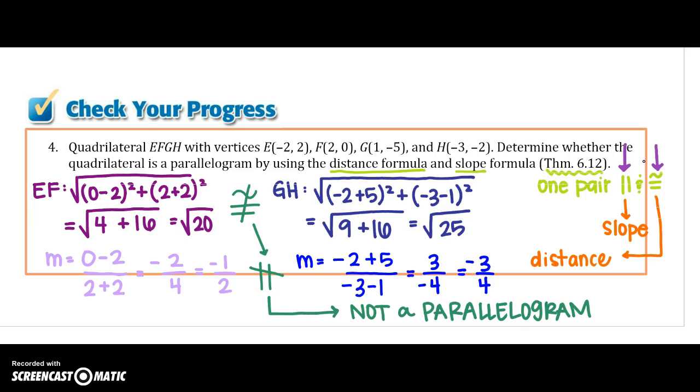So if you want to try that one on your own, because my distances, one is 20, one is 25, I know that it can't be a parallelogram because my opposite sides have to be congruent. And both slopes are not congruent, so I know that I cannot be parallel. So that's the end of 6.3.